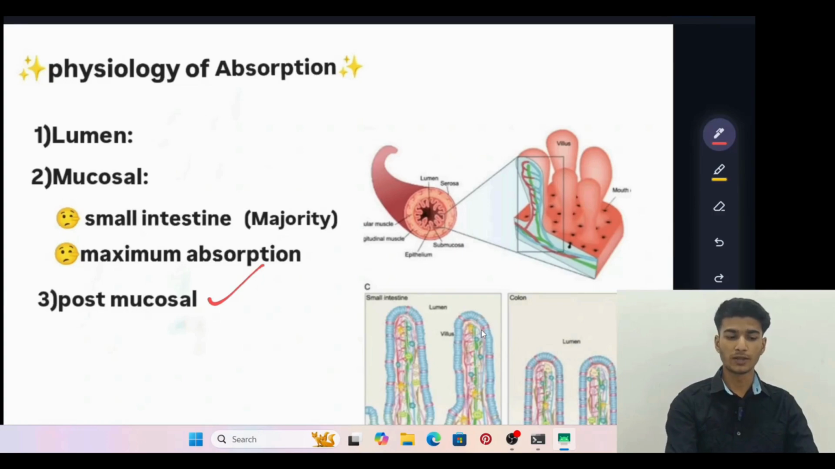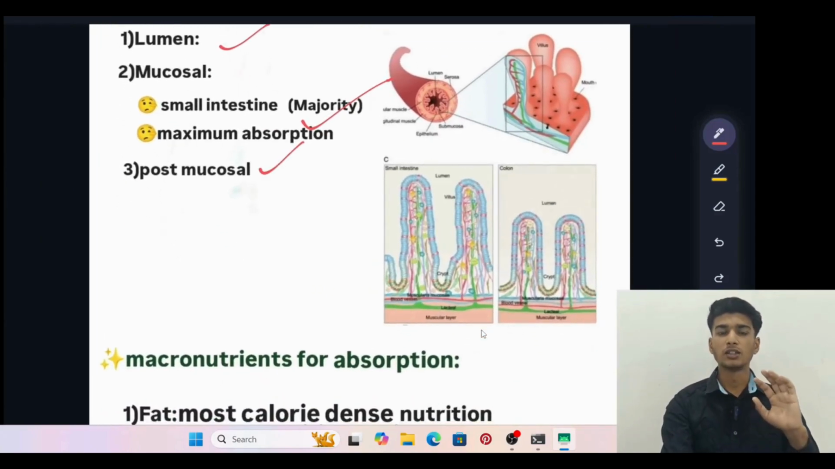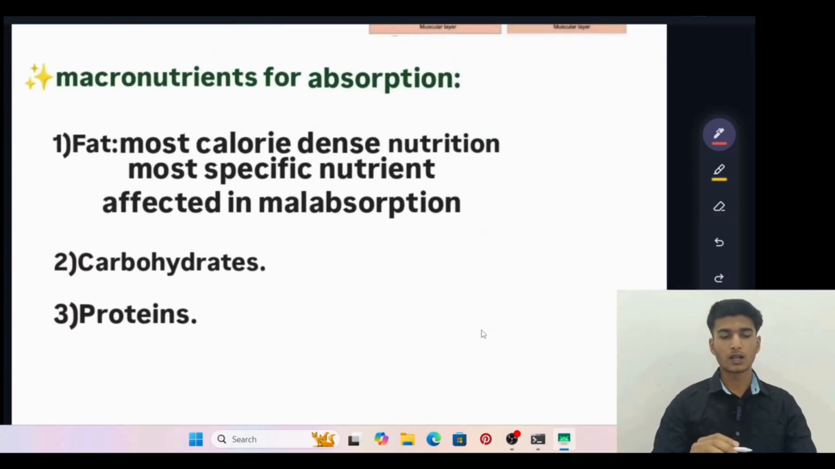So what happens now? Food gets into the lumen, then the food is mostly absorbed after breaking down in the small intestine. The majority of absorption takes place with the help of villi and crypts, which help in the secretion of enzymes. So the macronutrients which are absorbed are fats, carbohydrates, and proteins.